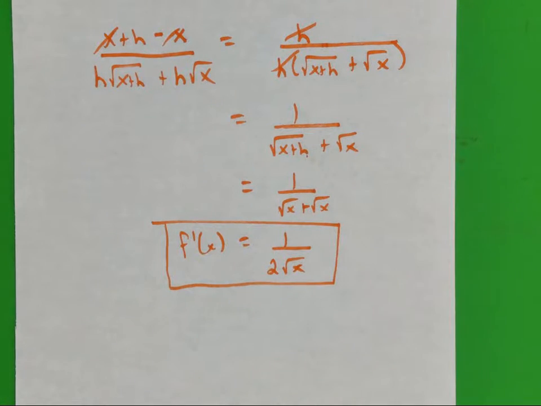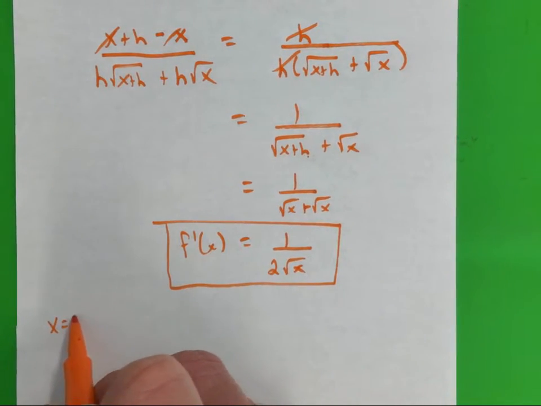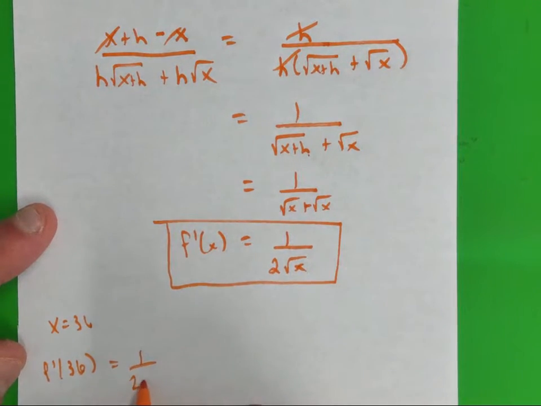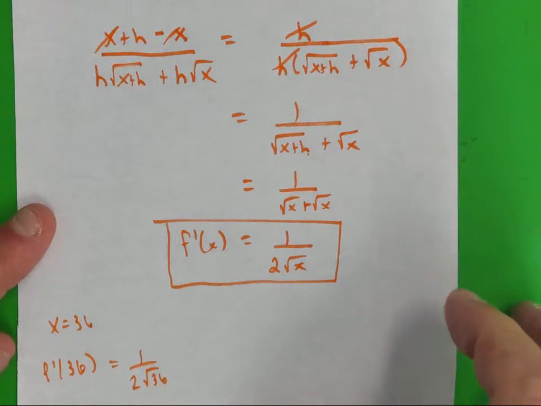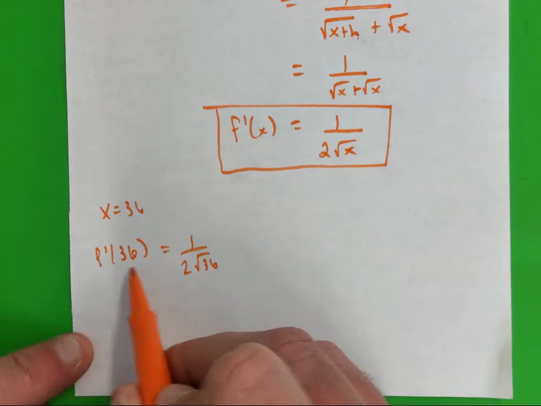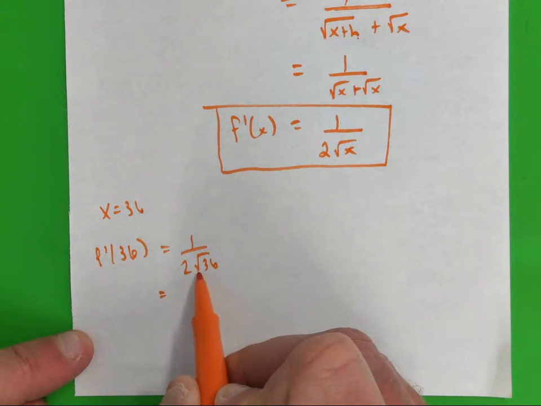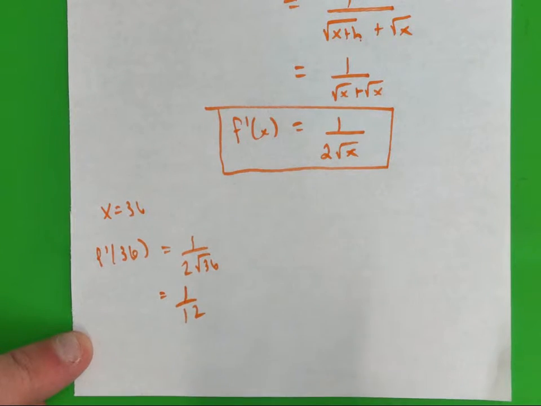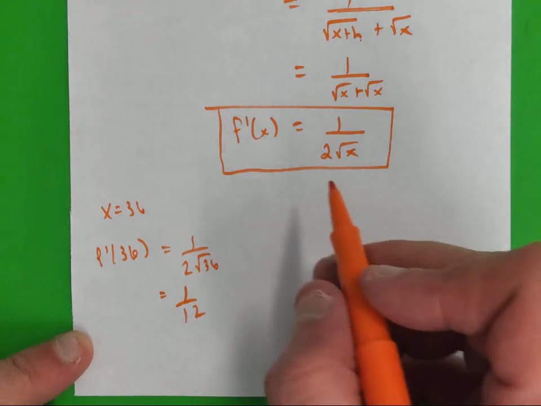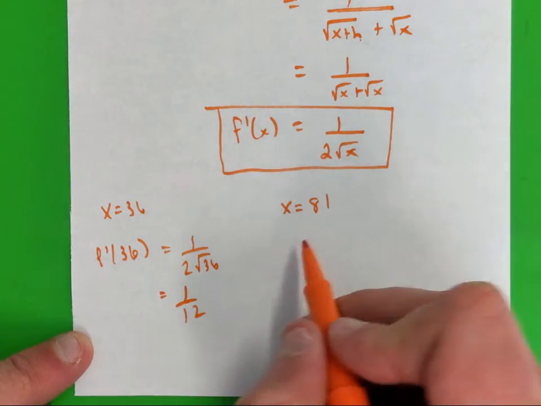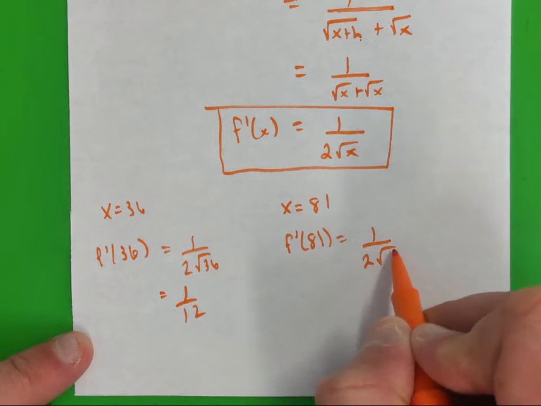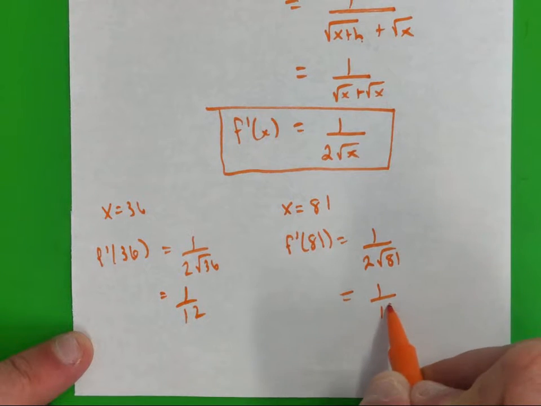Okay, I want to know what's going on at x equals 36. f prime of 36. Notice how I use that notation: f prime of 36, I'm plugging 36 in for x. The square root of 36 is 6, times 2 is 12. The slope of the tangent line is 1/12 at the moment. It's positive, which means the graph is increasing. At x equals 81, f prime of 81, make sure you use this notation, 1 over 2 square root of 81. That's going to give me 1 over 18.